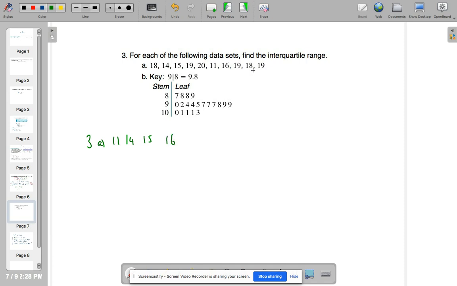Also got 2 18s. We've got 3 19s. So I've got 1, 2, 3, 4, 5, 6, 7, 8, 9 again. 4, 5, 6, 7, 8, 9, 10. I've missed one. Let's have a look what I've missed. Right on the end, 20. So I've got 10 pieces of data.